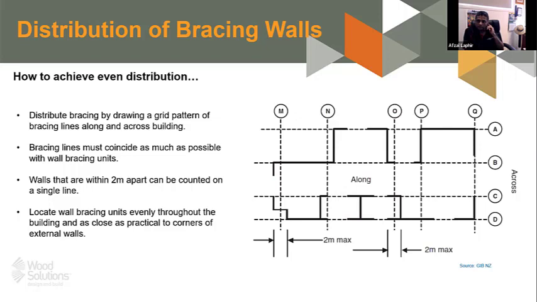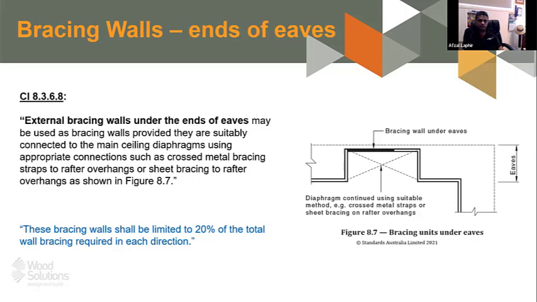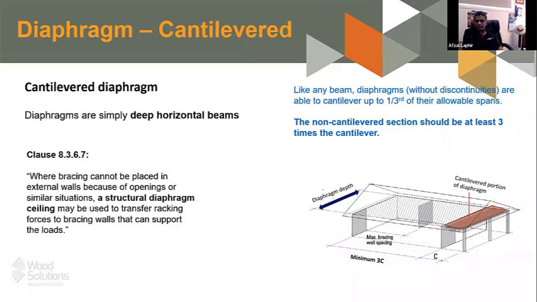And then let me quickly go through a couple of things here. The external bracing, this one, the code talks about bracing walls can be on the ends of the eaves, and clause 8368 covers that. Then the question is, can diaphragms cantilever? Of course they can, as they're considered to be a deep horizontal beam. So similar rules to beams will apply, that is, the non-cantilevered section has to be at least three times the cantilever. And obviously it has to be continuous as well. So if there is discontinuity, then it may not be effective.